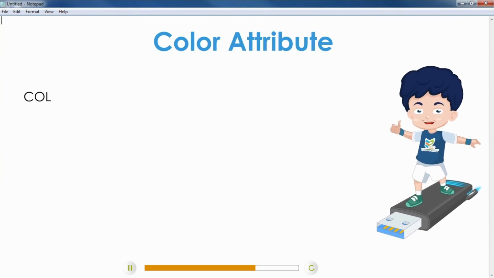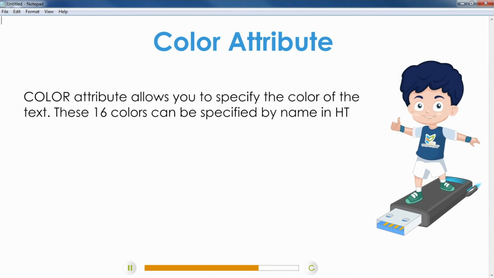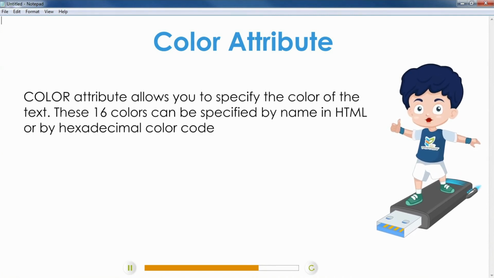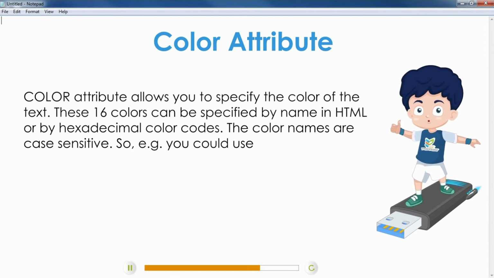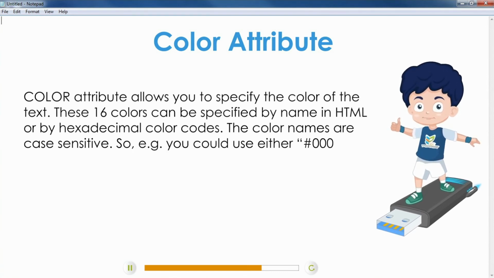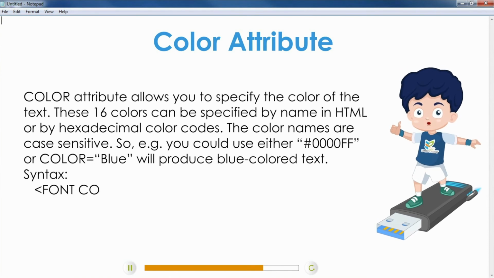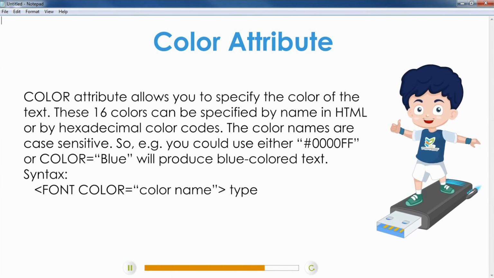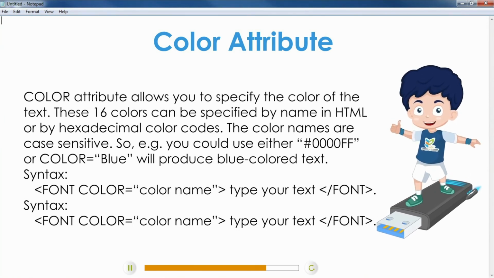Color attribute. The color attribute allows you to specify the color of the text. These 16 colors can be specified by name in HTML or by hexadecimal color codes. The color names are case sensitive. For example, you could use either #0000FF or color equals blue to produce blue colored text. Syntax: font color equals color name, type your text, /font.